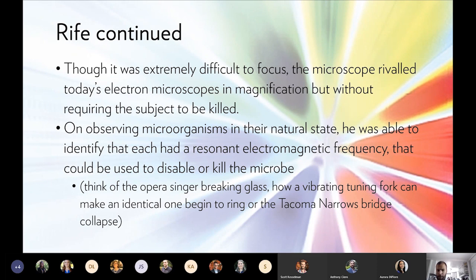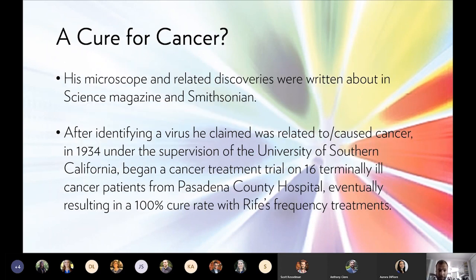A resonant frequency would be kind of like an opera singer breaking glass. If the opera singer hits the resonant frequency of glass, the glass is able to absorb that energy, and it compounds because it's resonant, and then it breaks. So this is just like if you have two identical tuning forks in a room and you hit one, the other one will start to vibrate because it's able to absorb that energy because it's the same frequency, it's resonant. This is like the Tacoma Narrows Bridge collapse too, if you're familiar with that. His discoveries were written about in Science Magazine and Smithsonian.